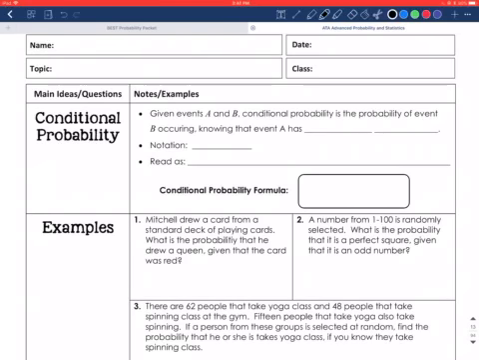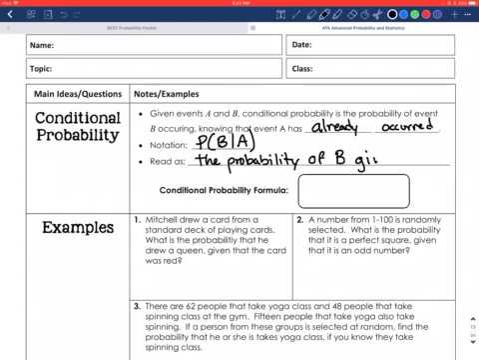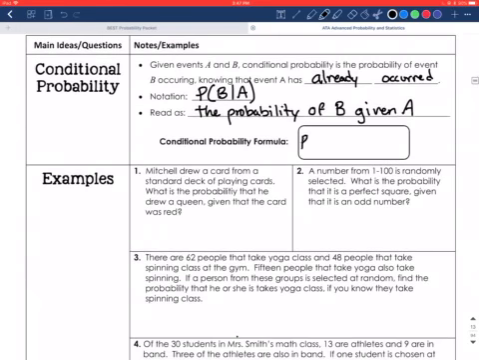Something has already happened. So what we need to do is talk about the probability of an event B, knowing that the event A has already occurred. The way we write this, the notation, is like this, and that is read as the probability of B given A. It's given that A has already occurred.